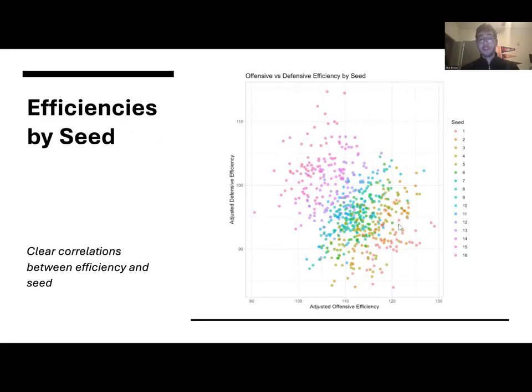So the next thing is the efficiencies by seed. So you can see the offensive and defensive efficiency. For defensive efficiency, a lower metric is better. So you want to be down here in this bottom right corner with a higher offense and a lower defense. And if you see on the right the colors, you can see that it does really translate in terms of how the efficiencies are and the seeds that those teams have.